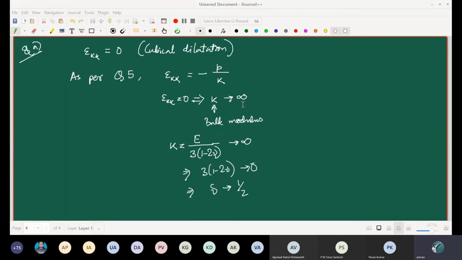I'll give you a hint. Don't just get limited by question number 5. The expressions given in question number 5, don't get limited by that. So you see the other expressions which are present in question number 4. Please take a look at lambda is equal to e nu divided by 1 plus nu into 1 minus 2 nu, g equal to e by 2 into 1 plus nu. All of these things you think about together.